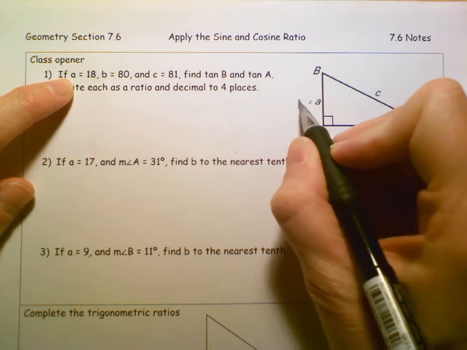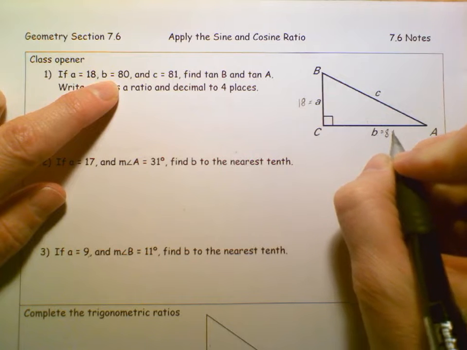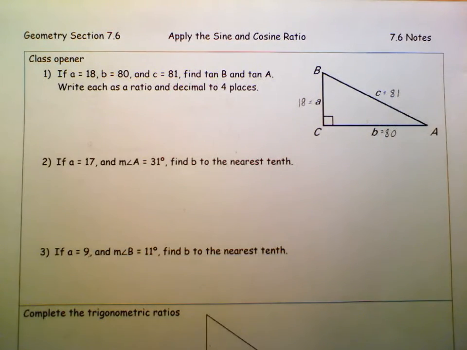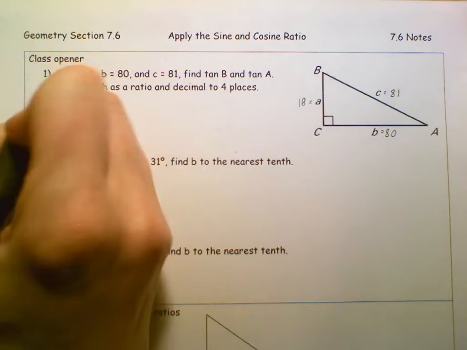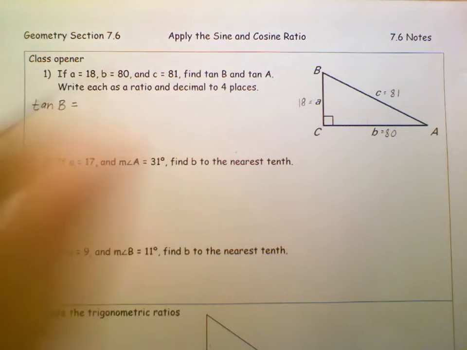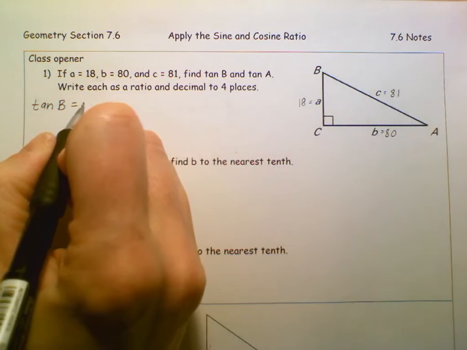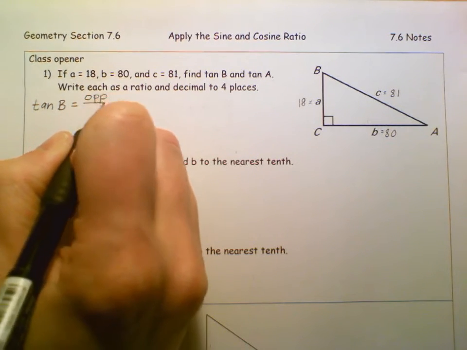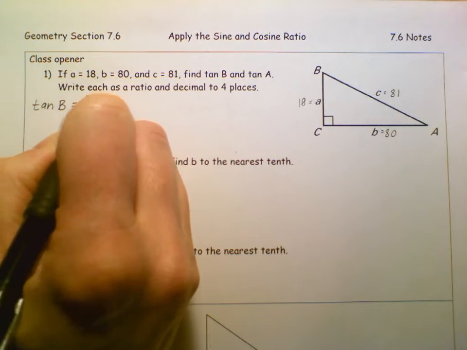I'm going to go ahead and label this triangle. A is 18, B is 80, and C is 81. And we are going to find the tangent of B. All that tells us to do is to write a certain set of sides as a ratio or in a fraction. So the tangent represents the opposite side over the adjacent side.